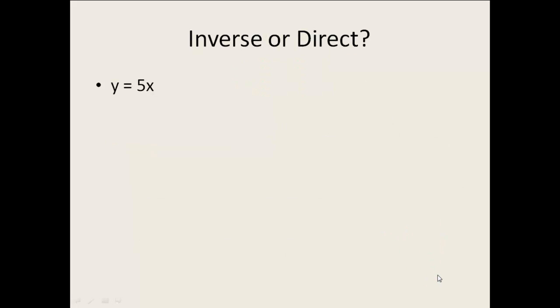Okay, here's an example. All we're going to do is go through and decide, is this inverse variation or direct variation? Now you might want to jot down your two kind of generic formats. For inverse variation we have y equals k over x. Direct variation y equals k times x. So this first one, if you look at our setup, we have y equals 5x. Well, that looks identical to y equals kx. So this one would be direct.